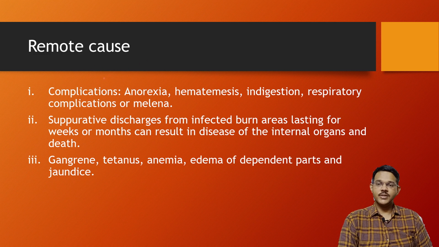Remote causes are seen when the person survives for many days after the burns. There may be anorexia, the person may not be able to eat, hematemesis, that is blood in vomiting, indigestion, respiratory complications or malaria. There may be supplementary discharges from infected burn areas lasting for weeks or months, which can result in disease of internal organs and death. So the burns may not get healed properly and there may be chances that internal organs may also get infected.